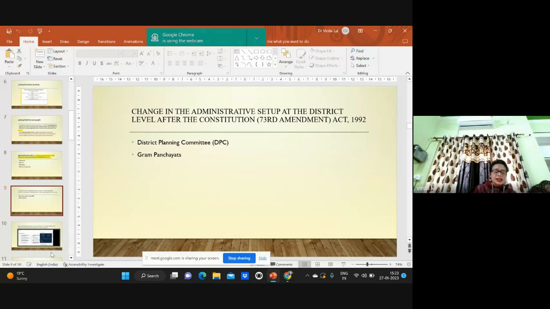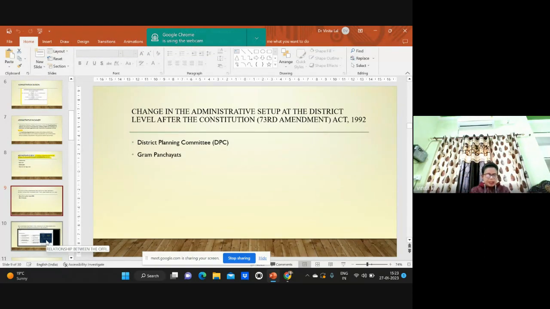And ministers serve as district planning committee chairperson in several states. This is the district planning committee. Now we come to the Gram Panchayat.